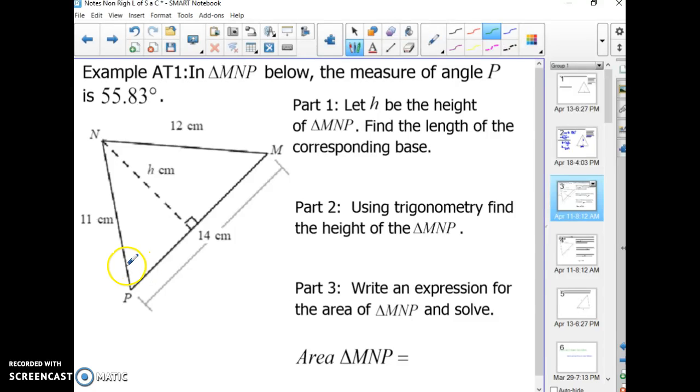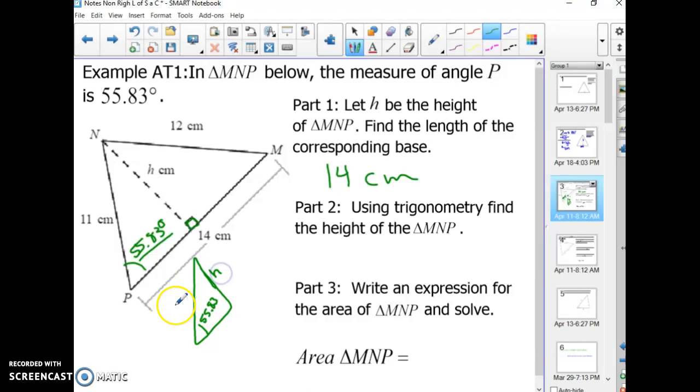It tells me angle P is 55.83 degrees. So for angle P, let h be the height, find the length of the corresponding base. My corresponding base is 14 centimeters. So if that's 14 centimeters, I've got to find my height. Because my height is intersecting that and making a 90-degree angle, I have a right triangle right here. I know that angle is 55.83.